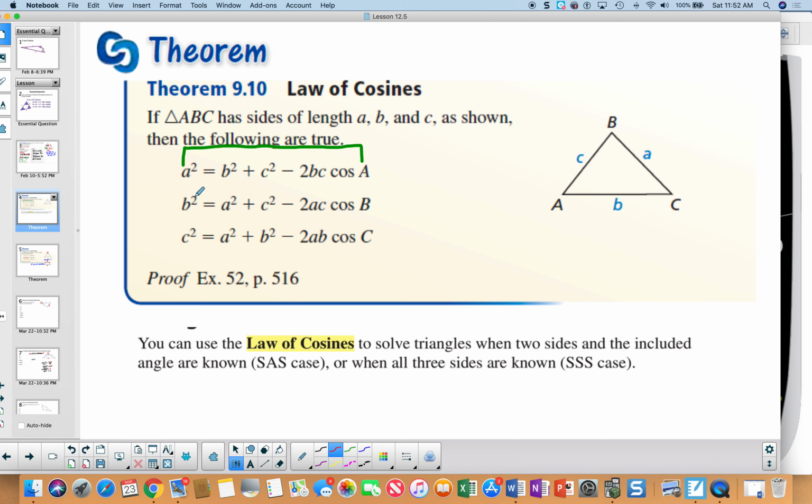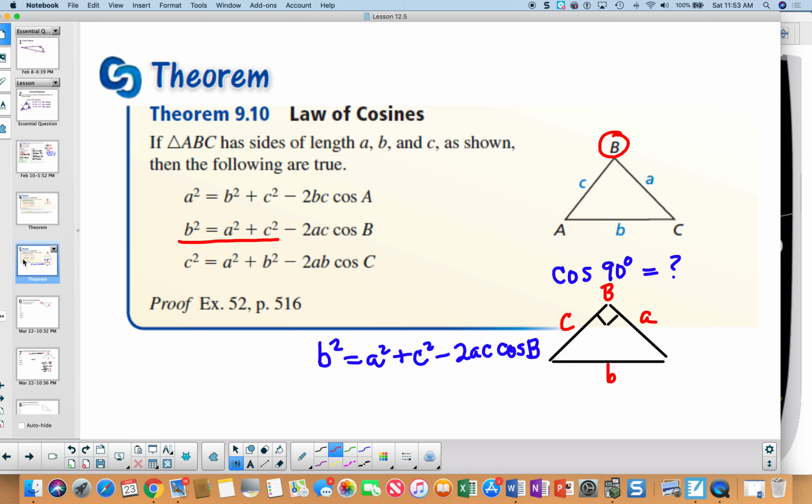Let's take a look at B. Okay, so here's angle B, and here's side B. And notice that if you start with side b, you end up with angle B here. And again, it looks like the Pythagorean theorem, minus 2, and then you take the product of these two sides times the cosine of B. And the same thing happens for the other relationship.